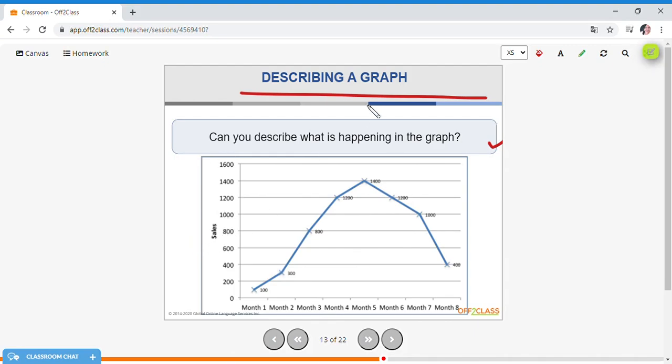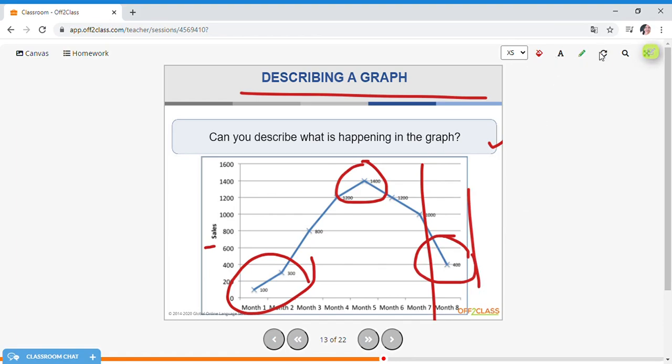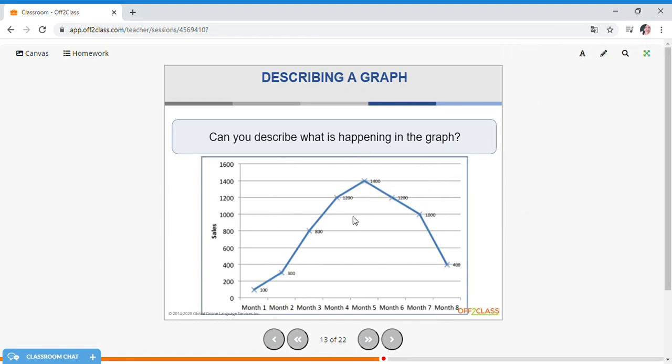Okay, so the first thing is to check what is the information in the graph. So you have sales and then you have the period of time. To describe what is happening in the graph, you also have to see what the major changes are. In this case, that would be how they started, how they reached the peak in here, and finally what is happening right now in the company. Okay, so let's start describing.